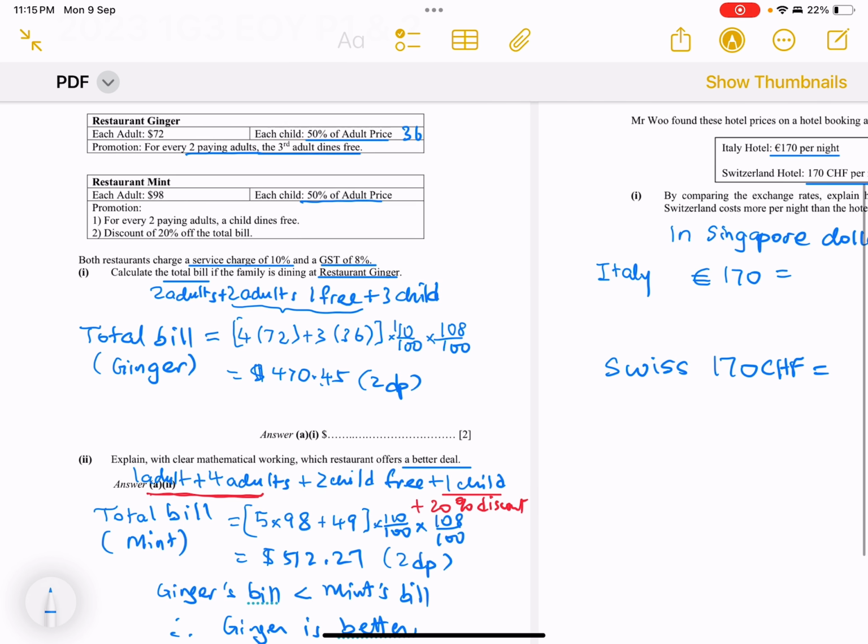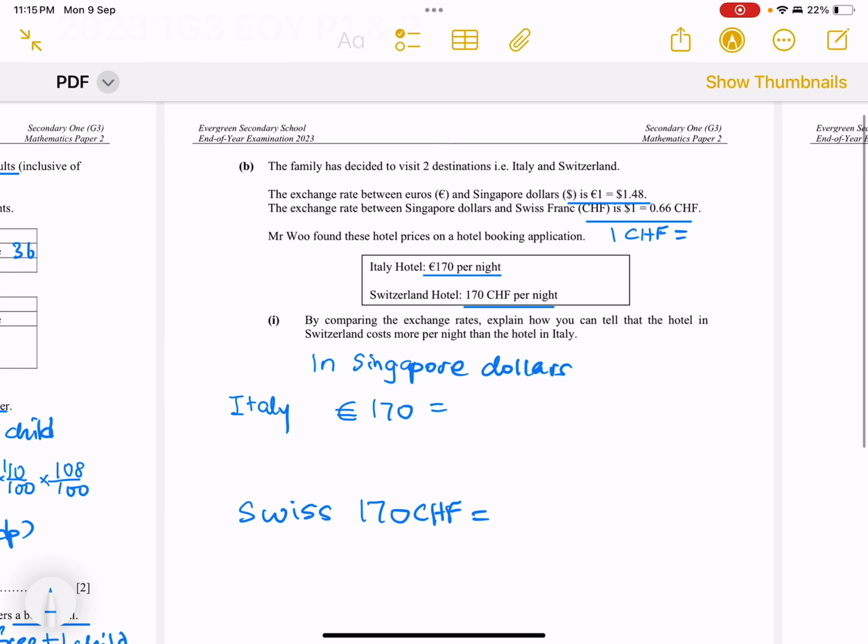Okay, now the family wants to go for a trip, and 2 places, Italy and Switzerland. In Italy they use euros, so the conversion of euros is given, and then they want to go to Switzerland. Switzerland uses the Swiss franc. 1 Singapore dollar is 0.66 Swiss francs. So that means 1 Swiss franc will be 1 over 0.66 Singapore dollars. Right.